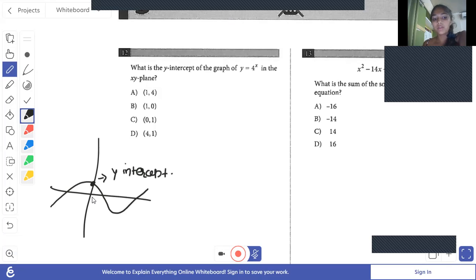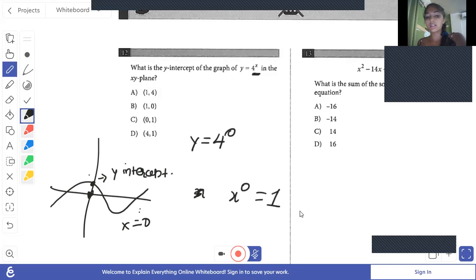Okay, but the y-intercept always has an x value of, if you see here, the value of x is 0. So here x equal to 0, and then the y-intercept is whatever value of y the graph intercepts the y-axis at. So we just need to substitute x equal to 0 over here. So y equal to 4 raised to 0, and you know that x raised to 0 equal to 1, where x is a constant.